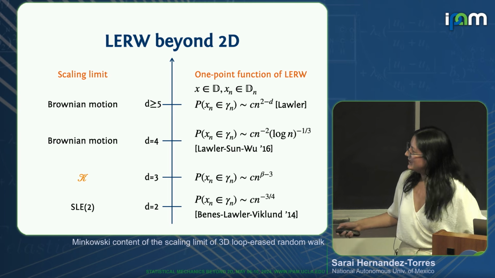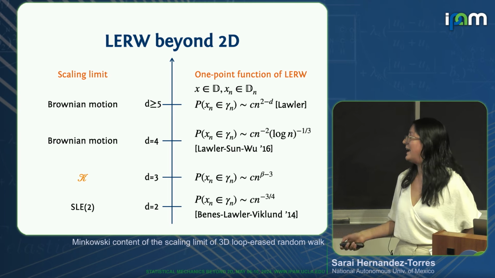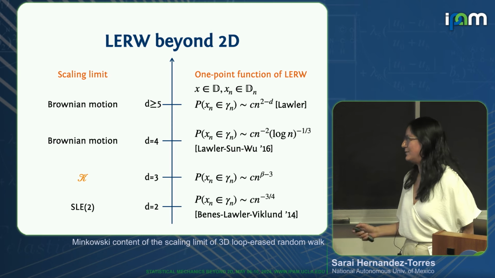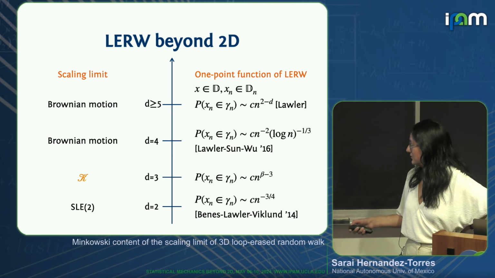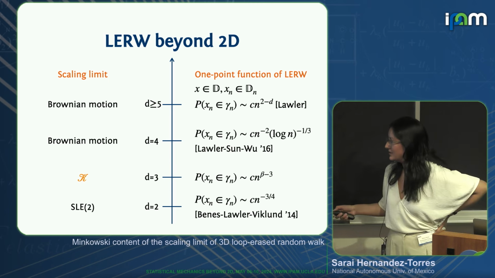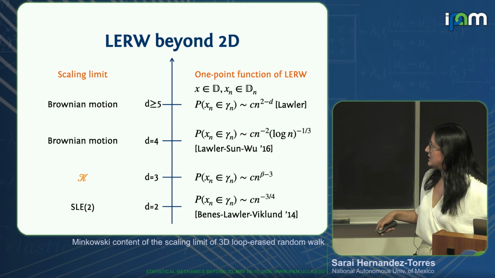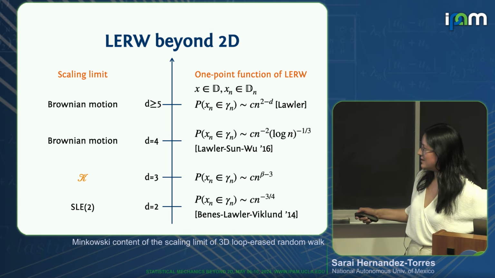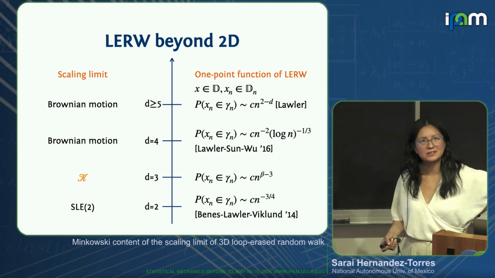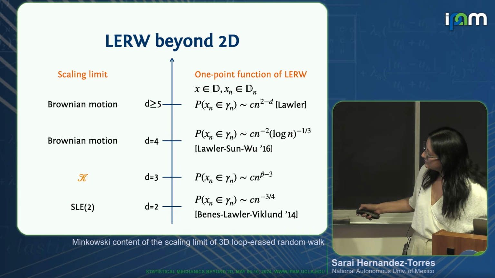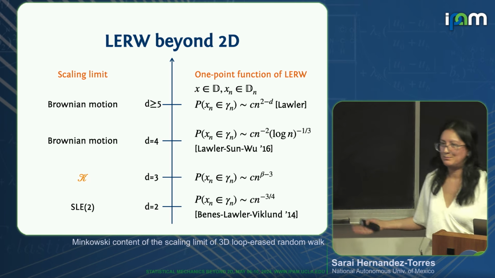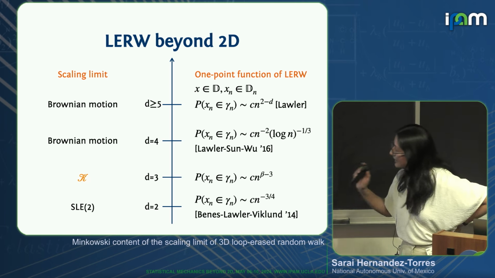And the scaling limit is what we are going to denote by K, in honor of Gady Kozma, who proved the existence of this scaling limit. And what we are also going to justify is that this one-point function scales like n to the beta minus 3, where 3 is the dimension, and beta is the growth exponent, as it happened in the two-dimensional case.